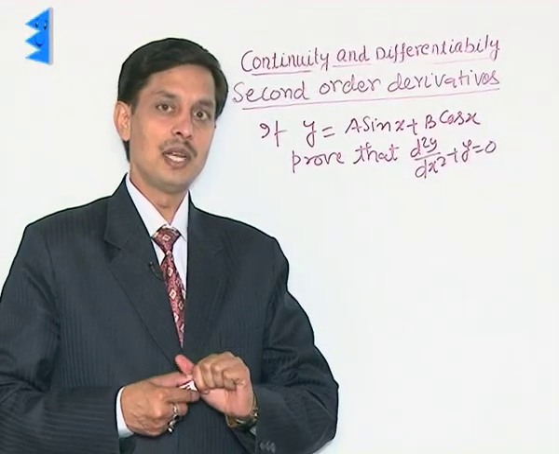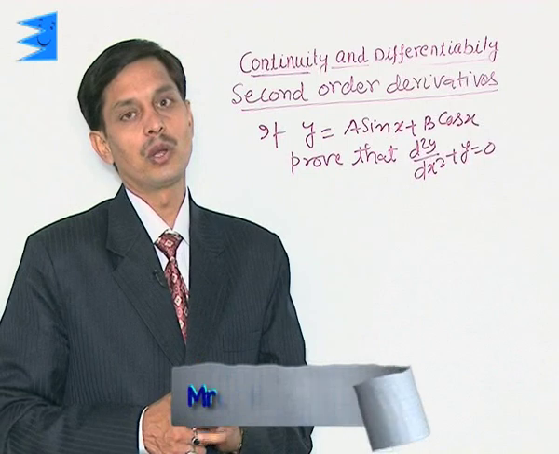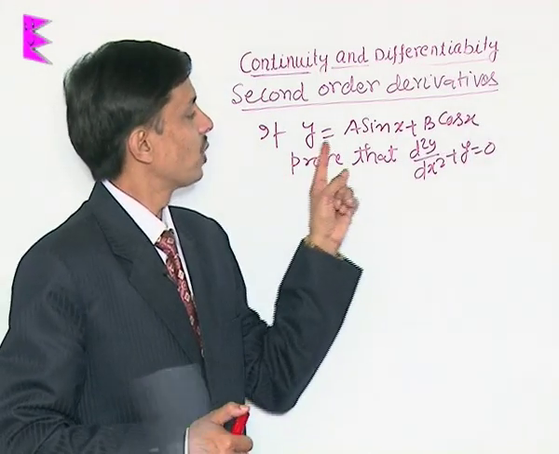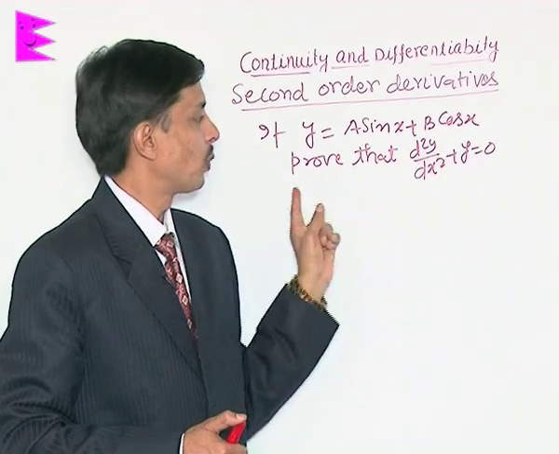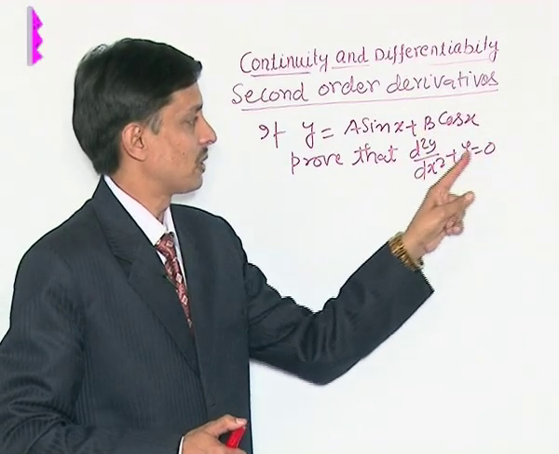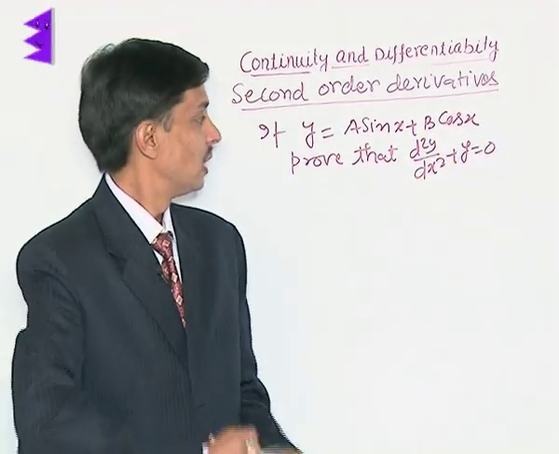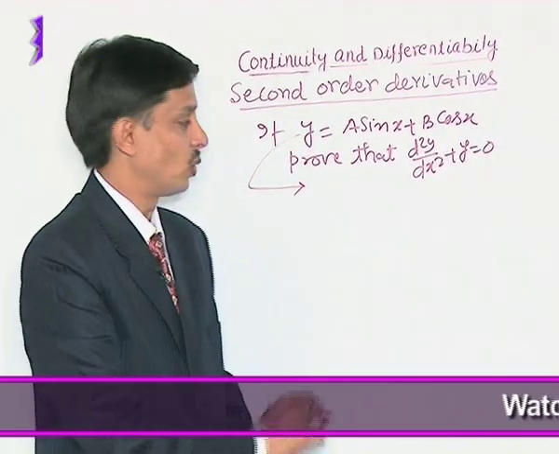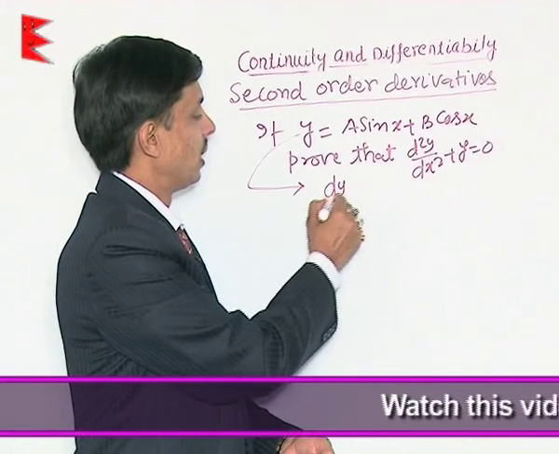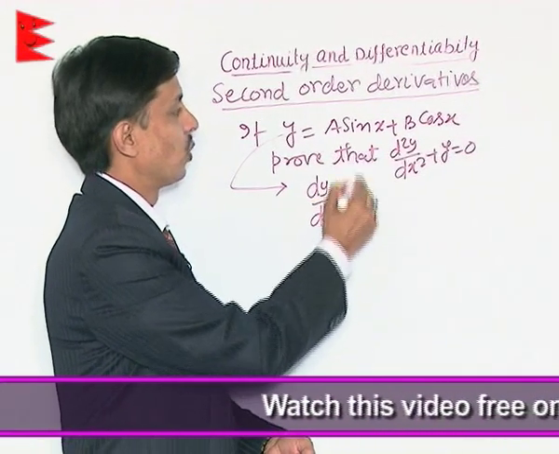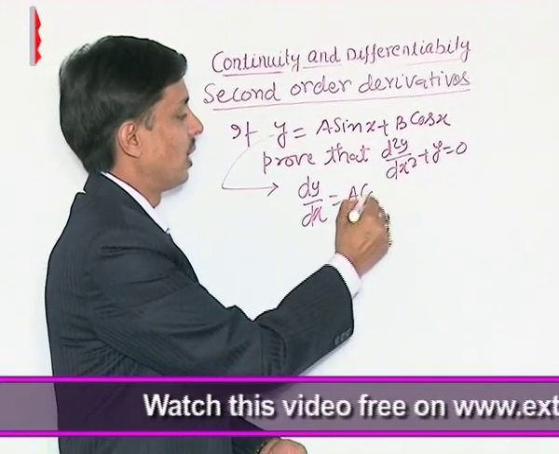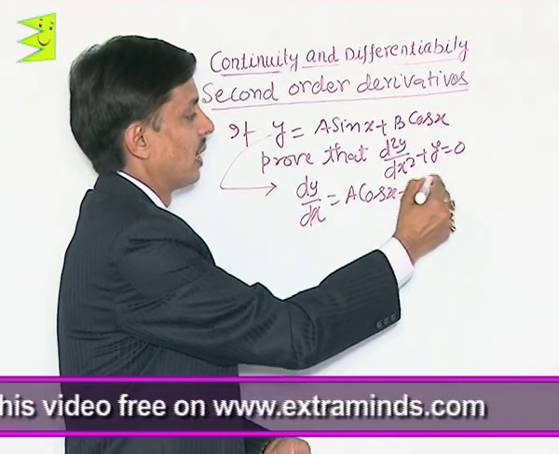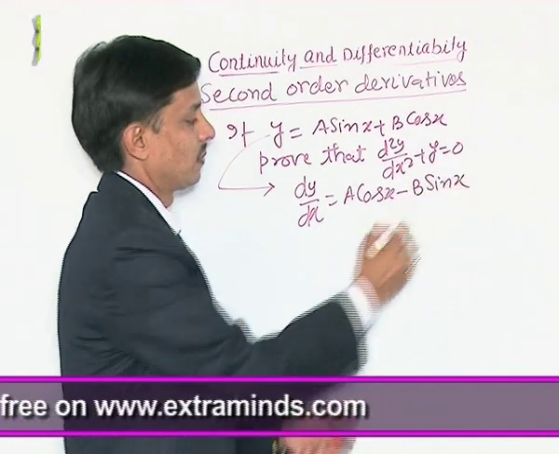How to prove the results where the second order derivative is required? If y is equal to a sin x plus b cos x, prove that d2y upon dx square plus y is equal to 0. We have y here. On differentiating both sides with respect to x, we will say dy by dx is equal to a cos x, and b cos x means minus b sin x.